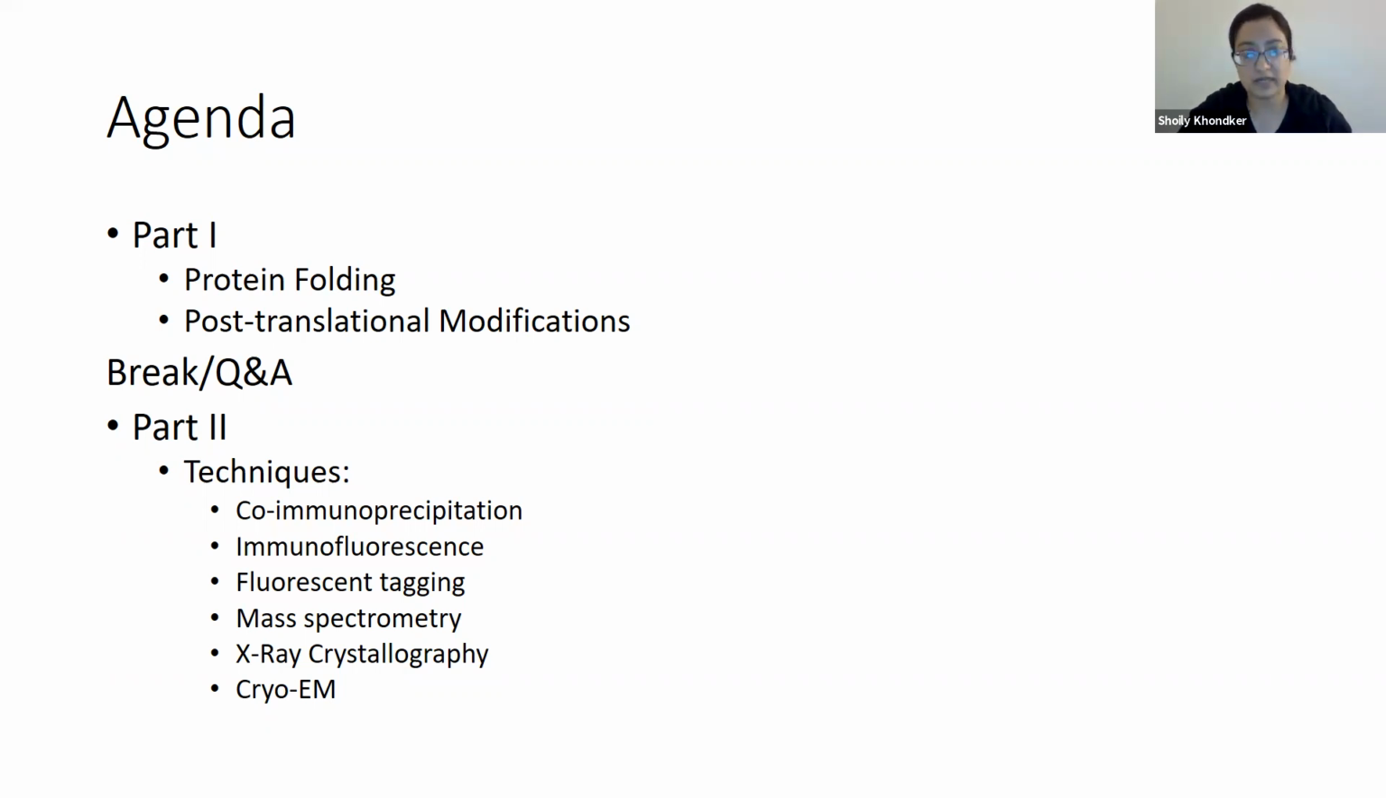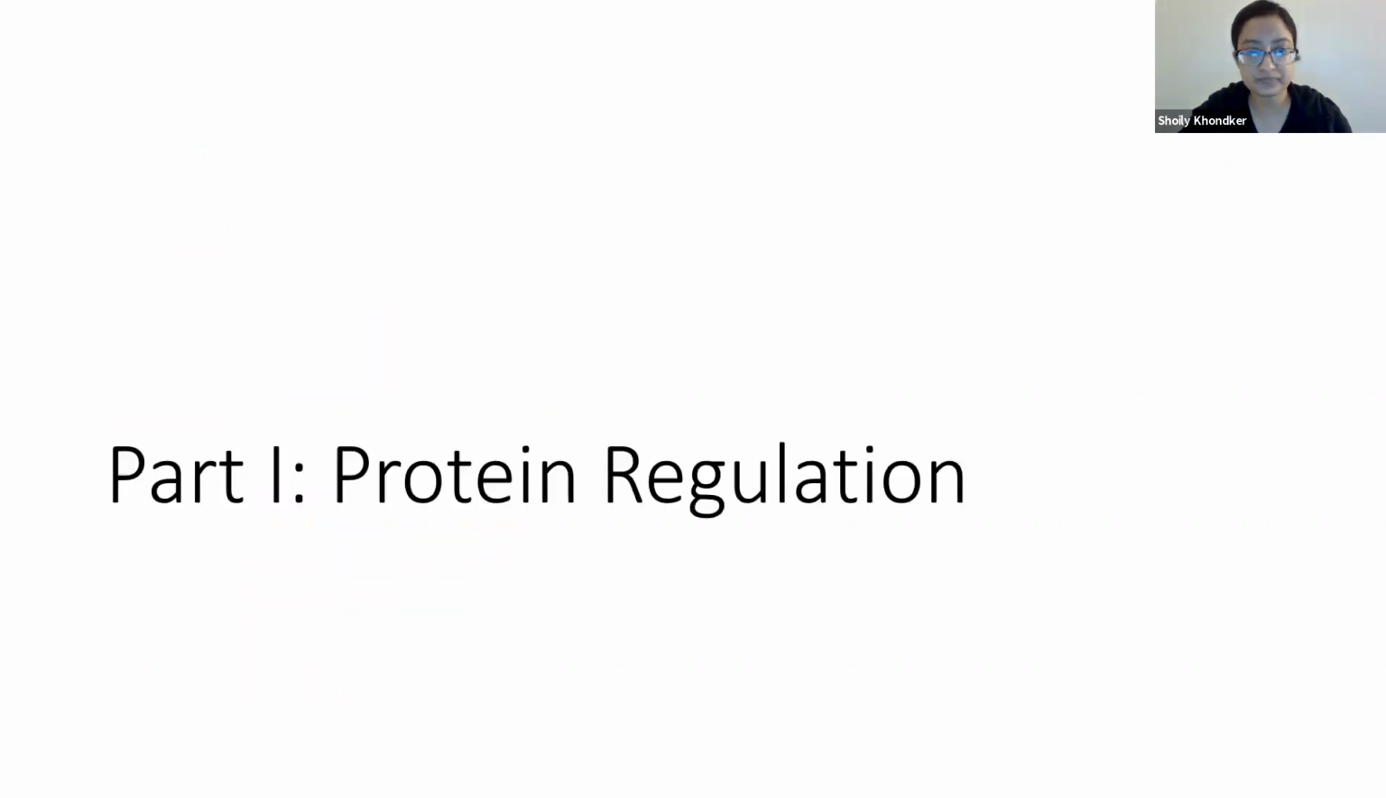So we'll be talking about co-immunoprecipitation, immunofluorescence, and fluorescent tagging, which are all involved in looking at protein-protein interactions as well as protein localization. And then we're going to go into mass spec, which is a way of identifying proteins and basically sequencing amino acid sequences. And then we're going to go into techniques for determining structures of proteins. So we'll be talking about X-ray crystallography and cryo-electron microscopy.